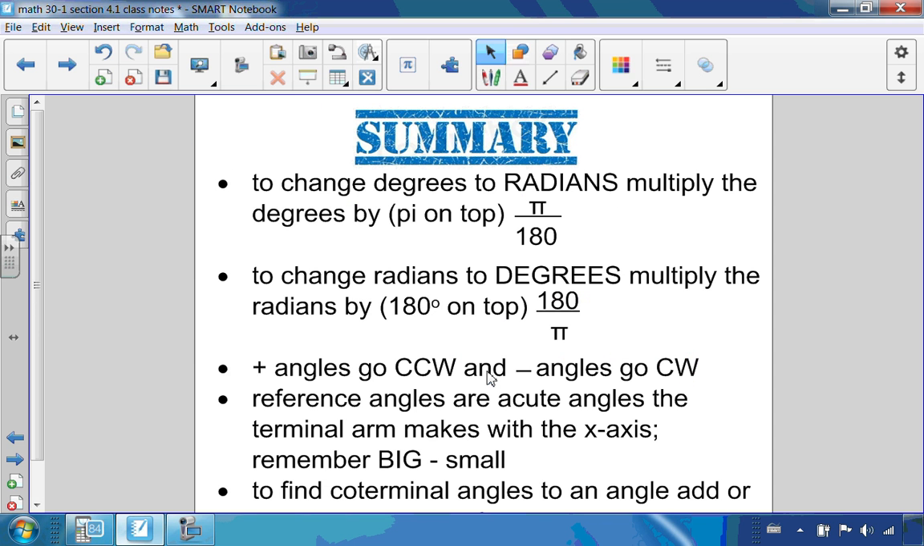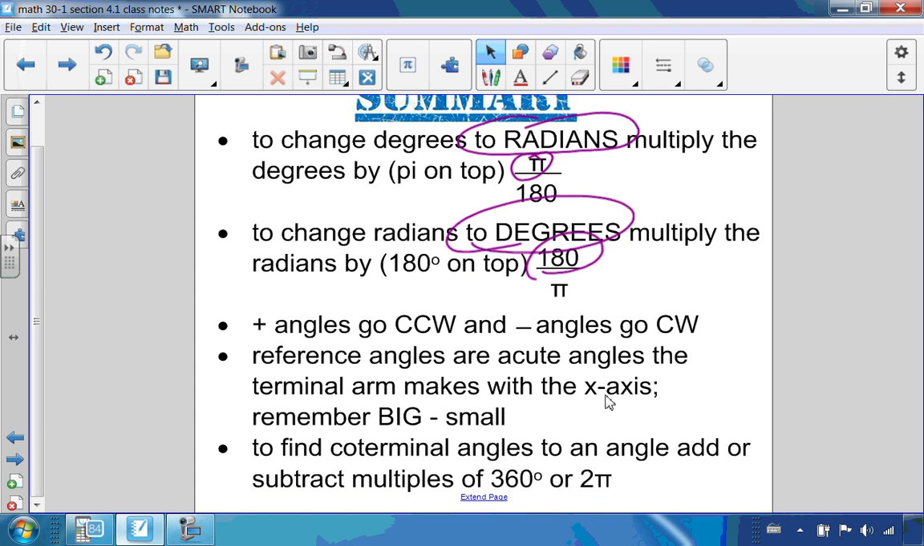Okay, so to summarize the lesson, to change from degrees to radians, pi goes on top. To change from radians to degrees, 180 degrees will be on top. So whatever you're converting to, to radians, pi goes on top; to degrees, 180 degrees goes on top. Positive angles go counterclockwise, negative angles go clockwise. Remember that your reference angles are acute angles made between the terminal arm and the x-axis, positive and negative. And to find coterminal angles, all you have to do is add on multiples of 360 or multiples of 2 pi.